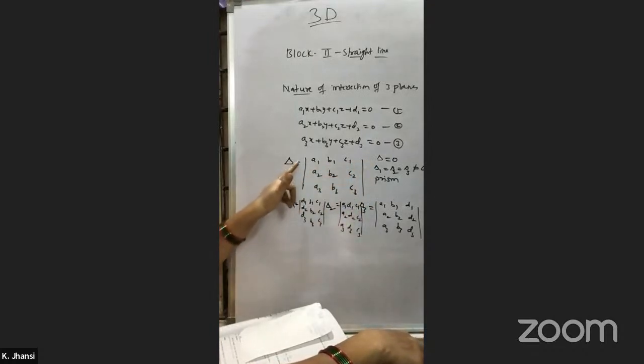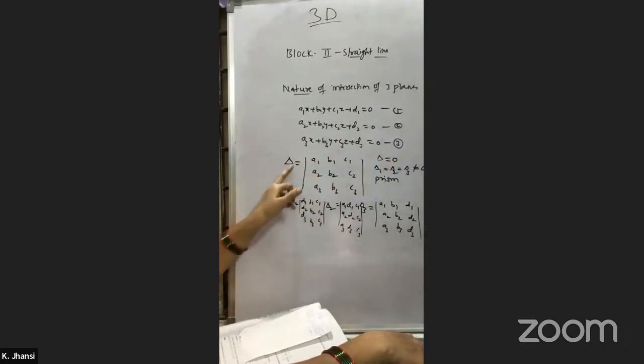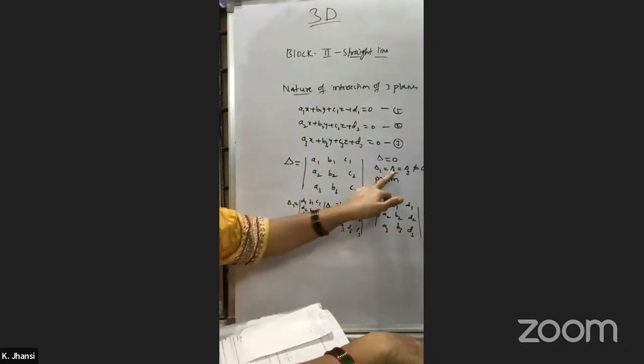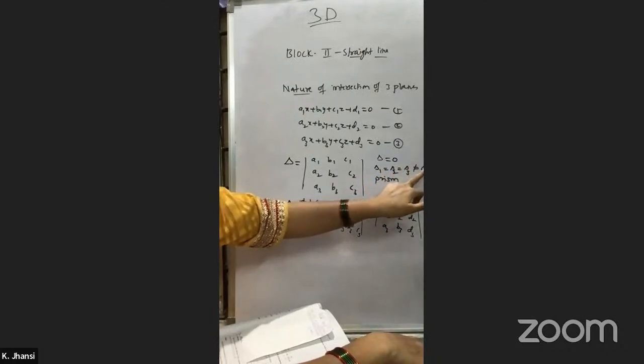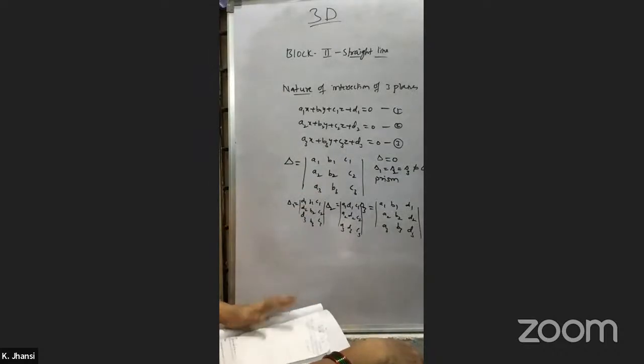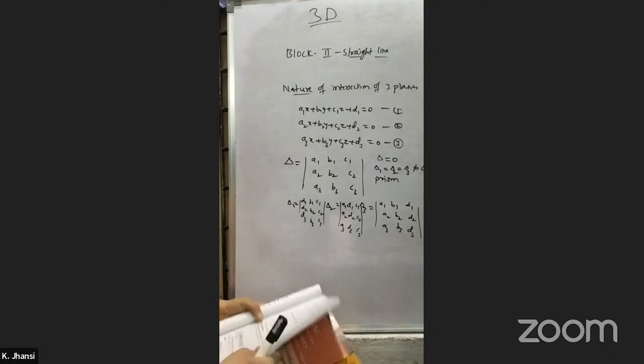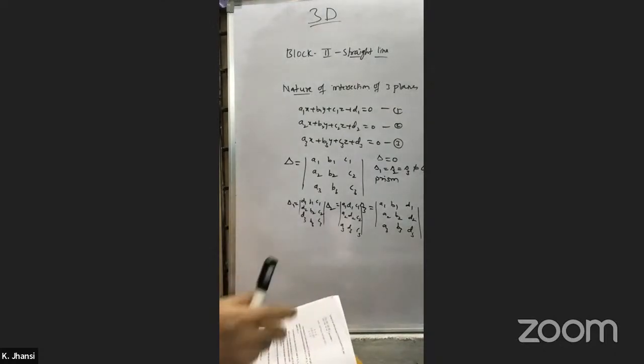So here we have seen the word delta. Delta values are the coefficients of the three planes. So if the delta value is 0 and delta 1, delta 2, delta 3 values are some values other than 0, then the three planes will form a prism.